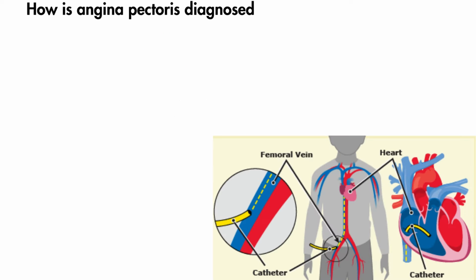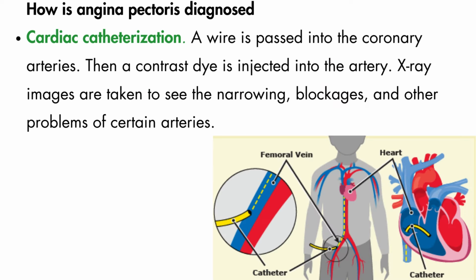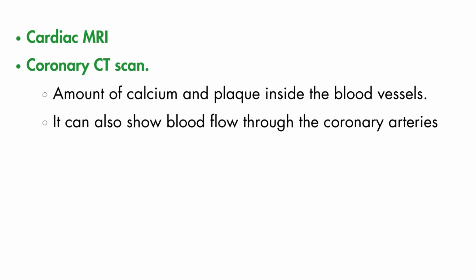Next is cardiac catheterization. A wire is passed into the coronary arteries. Then a contrast dye is injected into the artery. X-ray images are taken to see the narrowing, blockage, and other problems of certain arteries. Next is cardiac MRI. This test can look at the amount of blood flow to the heart muscle. Coronary CT scan. This test looks at the amount of calcium and plaque inside the blood vessels of the heart. It can also show blood flow through the coronary arteries. And a chest X-ray may be taken.